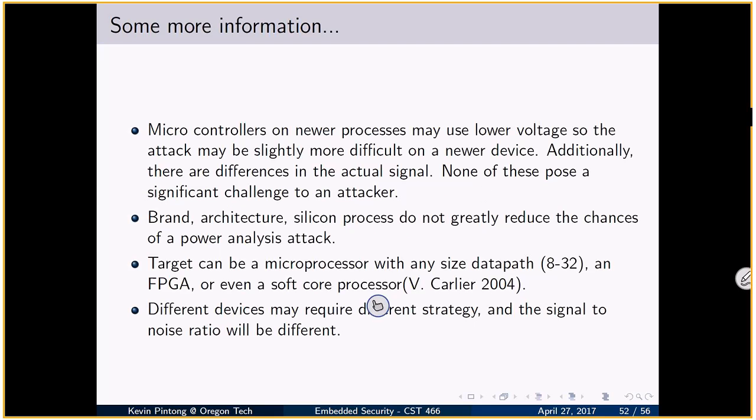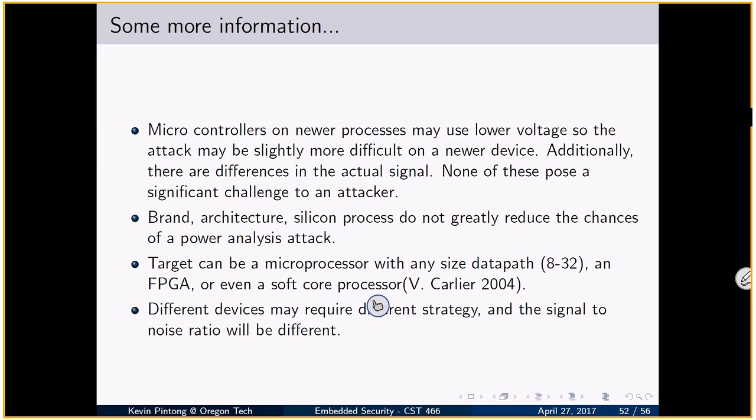Okay, so microcontrollers on newer processors may use lower voltages, right? As we go forward, we keep dropping this voltage. It looks like 5 volts and 3.3 volts and 1.2 volts, whatever, 0.9, 0.5 volts, right? So it gets harder, particularly on newer devices.